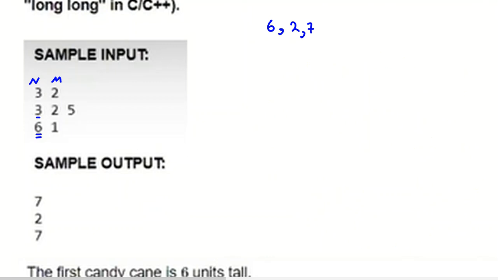Now let's consider the second candy, 1. For this one, the first cow is completely used because it is 6. And then it will be 6 plus 1 because of this. And then for the others, we don't have anything. So 6 will be 7, and 2 and 7. So it will be this.